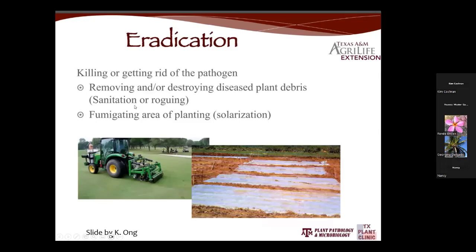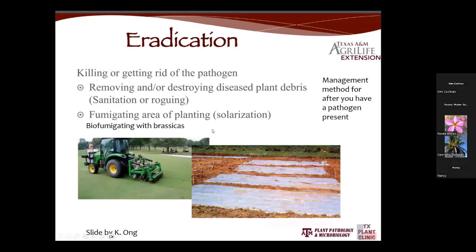Eradication is getting rid of the pathogen or killing it. You can do this by physically removing diseased plant debris. Used to, people would fumigate the area and pair that with solarization, which is putting plastic down to heat up your soil. Nowadays, people try biofumigating with brassicas and then pair that with solarization.